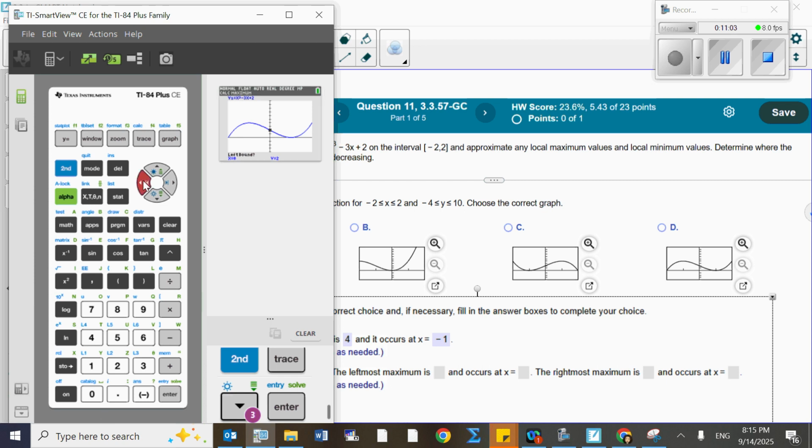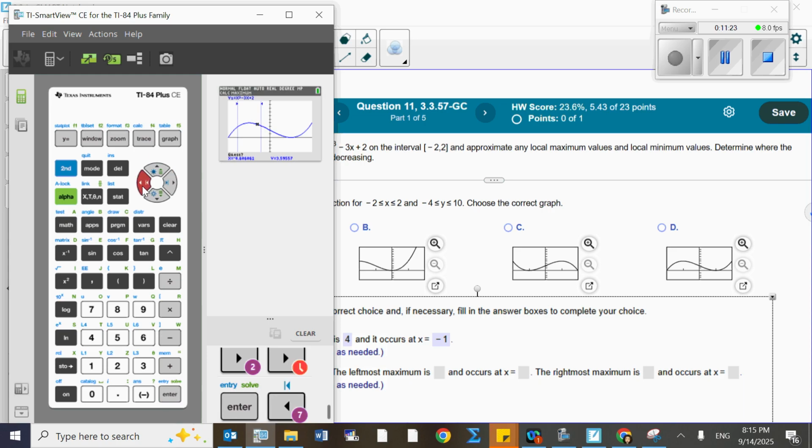So I'm going to move the cursor to the left side of where I think it's the maximum point. And I know it's right here around this point. So left bound, enter. And then it's asking what is your right bound. Go to the right side of this point, enter. And now it says, what is your guess?